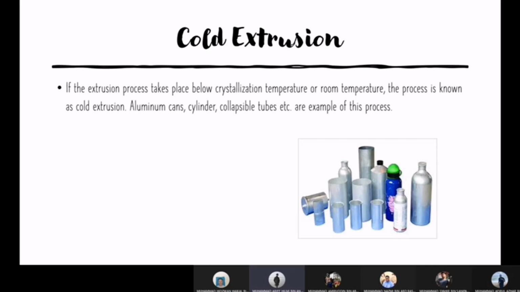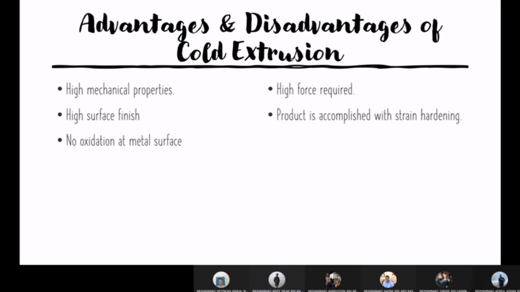Cold extrusion. Cold extrusion is the process that takes place below recrystallization temperature or room temperature. Aluminum cans, cylinder, collapsible tubes, and etc. are example of this process. The advantage and disadvantage of cold extrusion. The advantages are high mechanical properties, high surface finish, and no oxidation at metal surface. The disadvantages are high force required and product is accomplished with strain hardening.